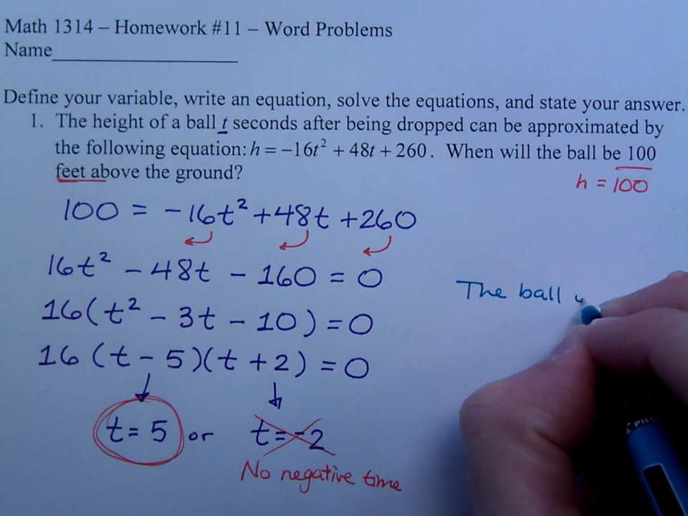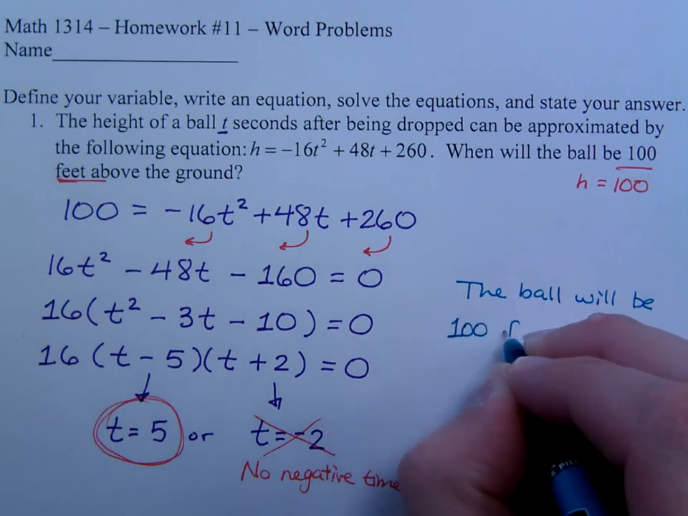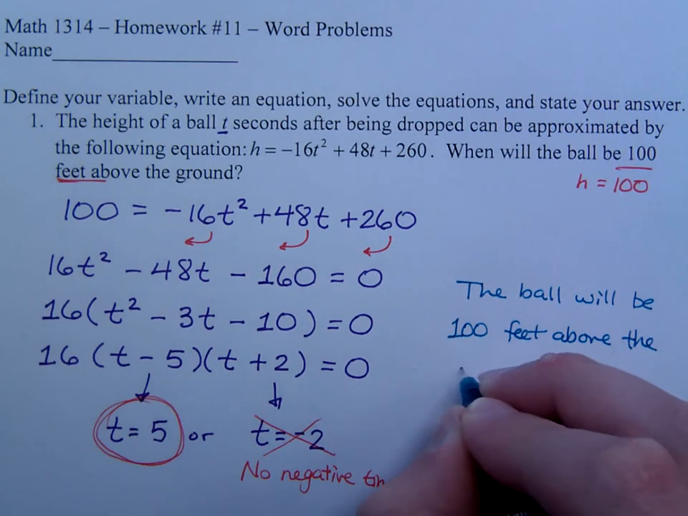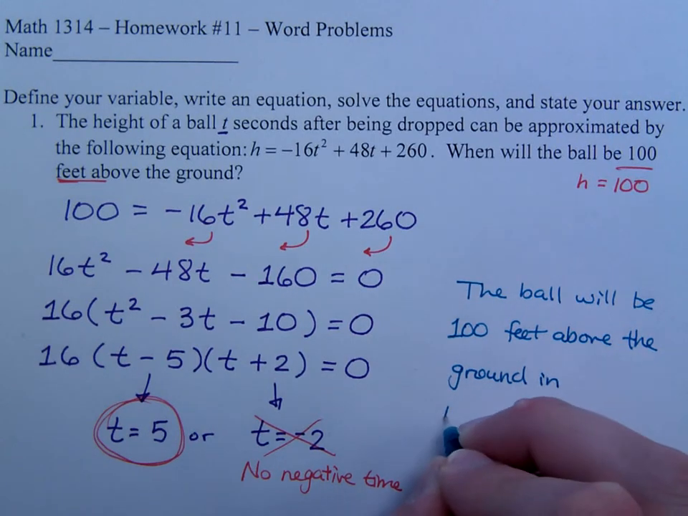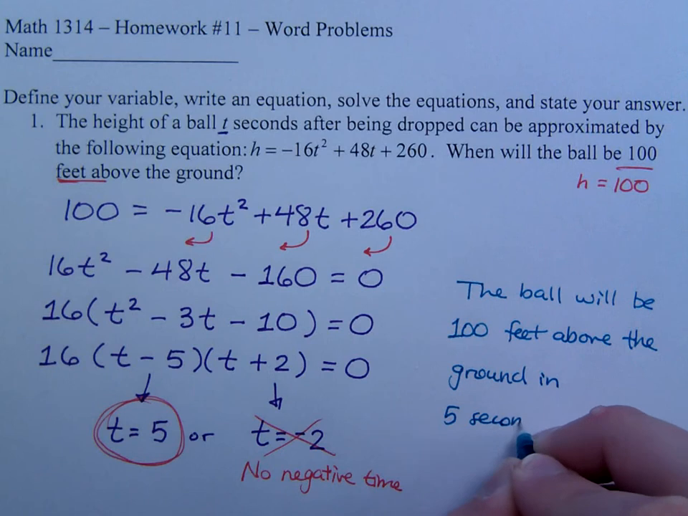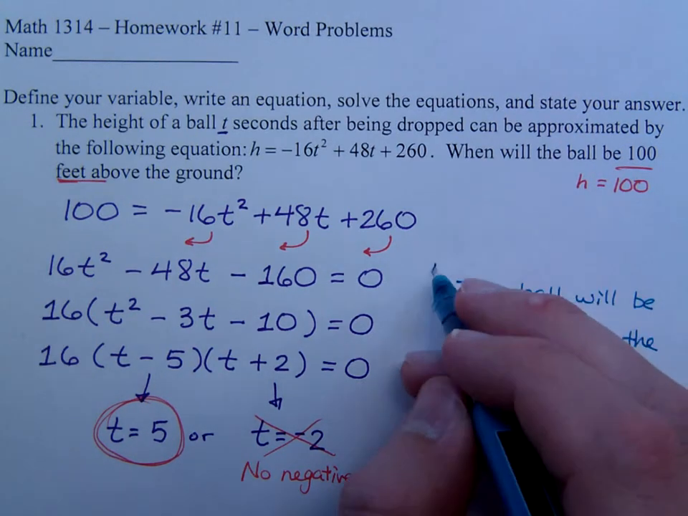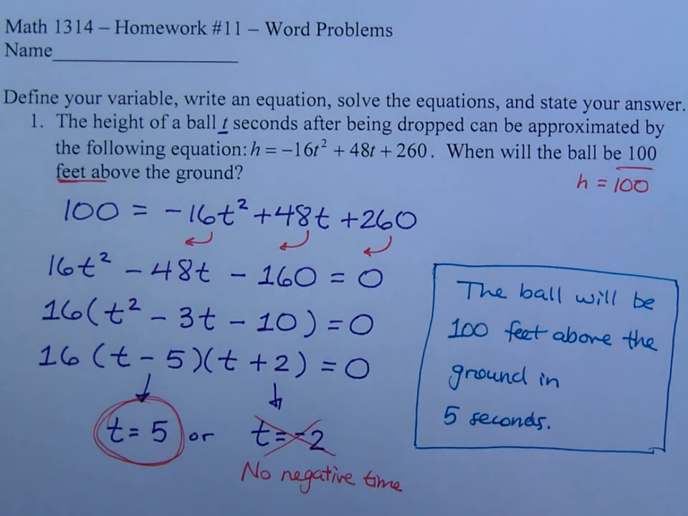So if t equals 5, the appropriate response to this question is the ball will be 100 feet above the ground. The ball will be 100 feet above the ground in 5 seconds. You definitely are not going to say the ball is going to be above the ground in negative 2 seconds. Doesn't make any sense. So make sure that you do answer questions. Answer the question that's being asked.